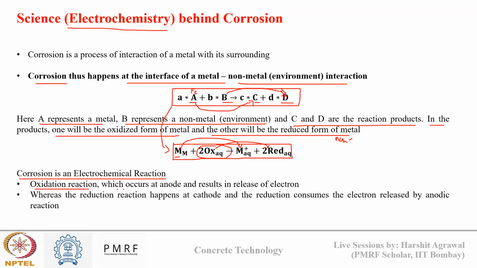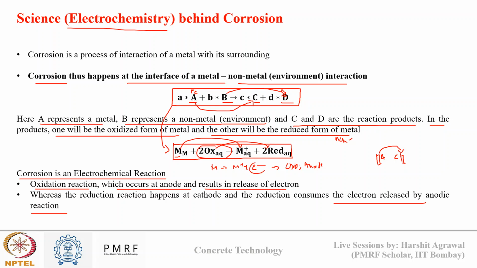Oxidation happens at the anode and results in the release of electrons. So when M is converting into M plus, it is releasing an electron behind. This is known as oxidation, and it is happening at the anode. For an electrochemical reaction we define two electrodes, one is the anode and one is the cathode, and between these two there is charge movement happening. This oxidation happens at the anode, which releases electrons, while reduction happens at the cathode, which consumes the electrons that are released by the anodic reaction.